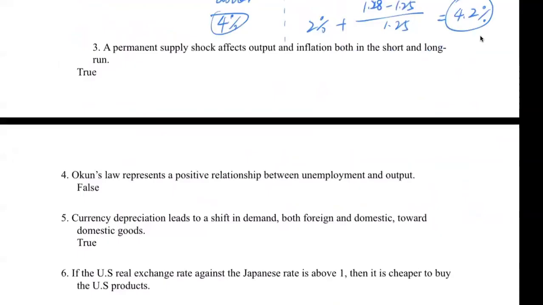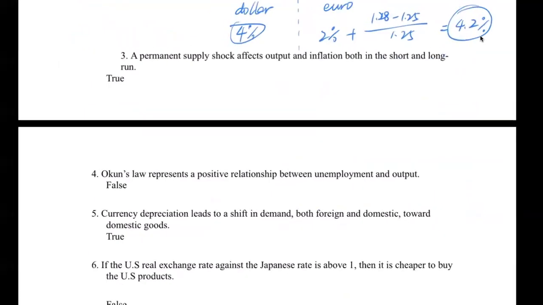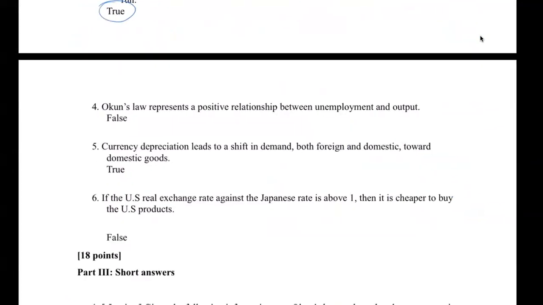Okay, now question 3. A permanent shock affects output inflation both in short run and long run. Yeah, of course, it is correct because the permanent shock would finally affect the long run AS curve. And Okun's law represents a positive relationship. Actually, we know that Okun's law has a negative relationship between the unemployment and output. If the unemployment increases, it is because the output decreases.